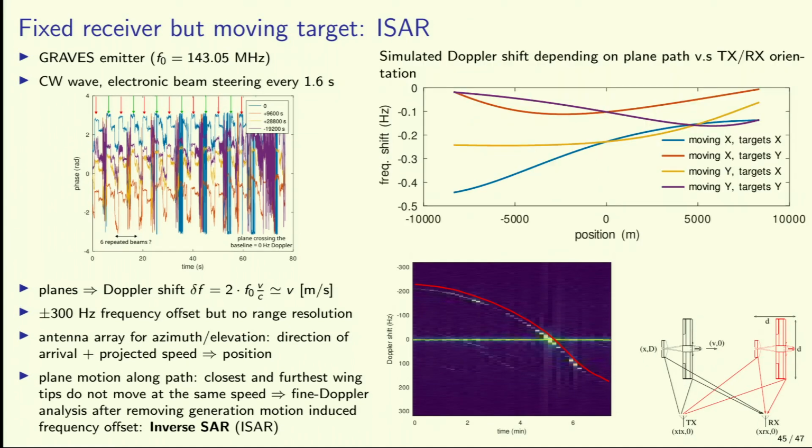Now, the challenge here is these micro-Dopplers. You see that they are very tiny. If you simulate this for a commercial plane, a 40-meter wide plane, it will be only a fraction of a hertz. So you need measurement over tens of seconds to be able to resolve this kind of Doppler shift.